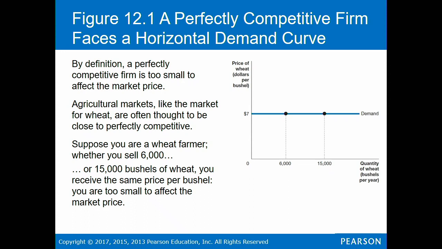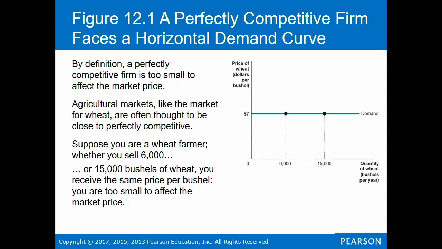So because firms in a perfectly competitive market are too small to affect the market price, our demand curve is going to be flat at whatever that market price is. So here we have the demand curve for a wheat farmer. The market price in this market is $7.